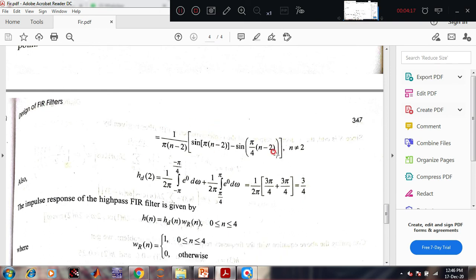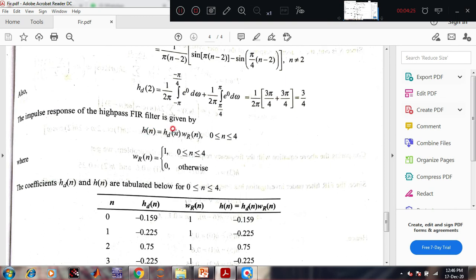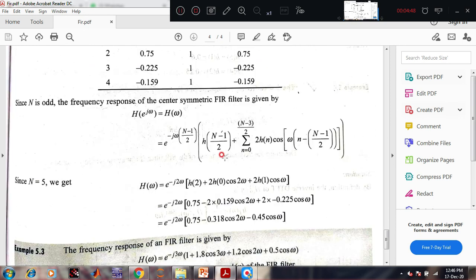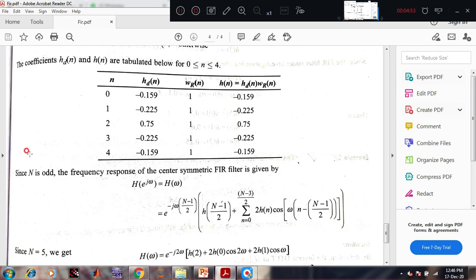When n is not equal to 2, that is for other values of n except n equal to 2, you multiply Hd of n with WR of n. For 0 to 4 you will get h of n. WR of n, you know, is equal to 1 for 0 to 4, and you substitute n from 0 to 4 in Hd of n, and you will get different values for Hd of n. Then you multiply these values with the constant 1, and you will get the coefficient values for h of n. Is that clear? And that is equal to the next frequency response.